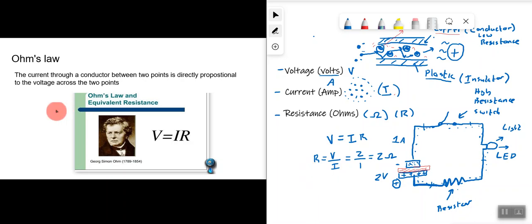Basically, Ohm's law, if we read this here: the current through a conductor, remember a conductor is like copper, for example, between 2 points. Imagine you were to take this point here and this point here, and zoom in on this point. You're going to be measuring the current, which, remember, is like the number of electrons flowing through that point.